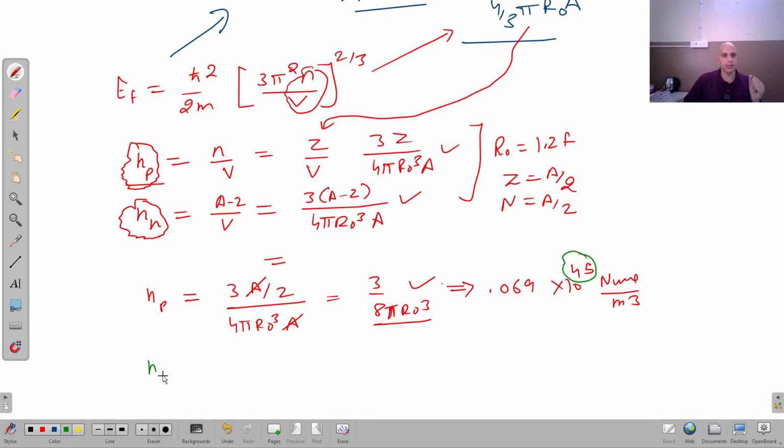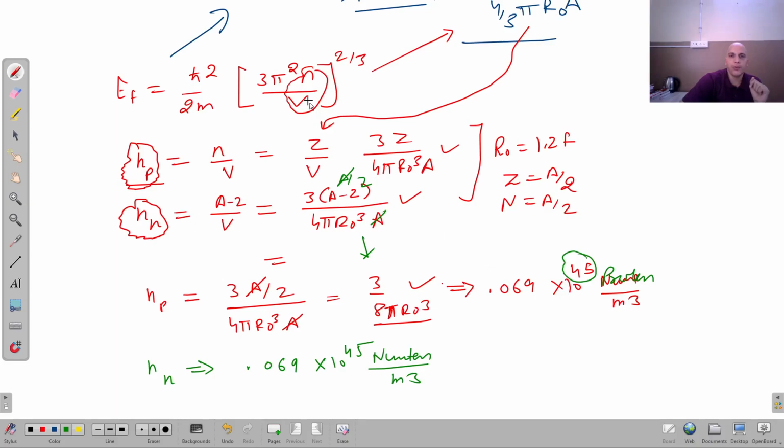Similarly, when you calculate the number density of the neutron, it will become the same thing, because here what you will get, A minus Z, that will be A by 2. So A cancels, and 3 by 8, the same thing you will get. So again, in the case of neutron, you will get 0.069 into 10 raised to power 45 neutron, or nucleon, we can say, per meter cube, and here it is protons.